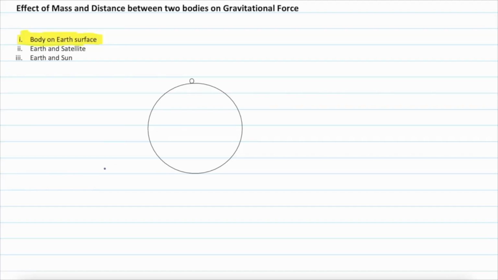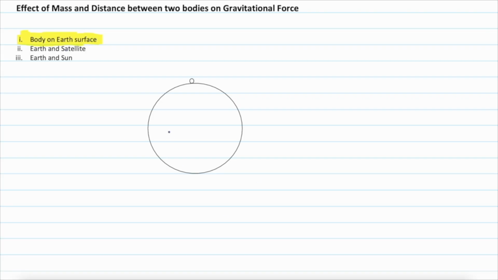In this video, we're going to be talking about three different scenarios and how they affect the gravitational force acting on it. We will look at how we can find the gravitational force and how the formulas differ between the three scenarios right here. The first scenario we're going to look at is body on Earth's surface.